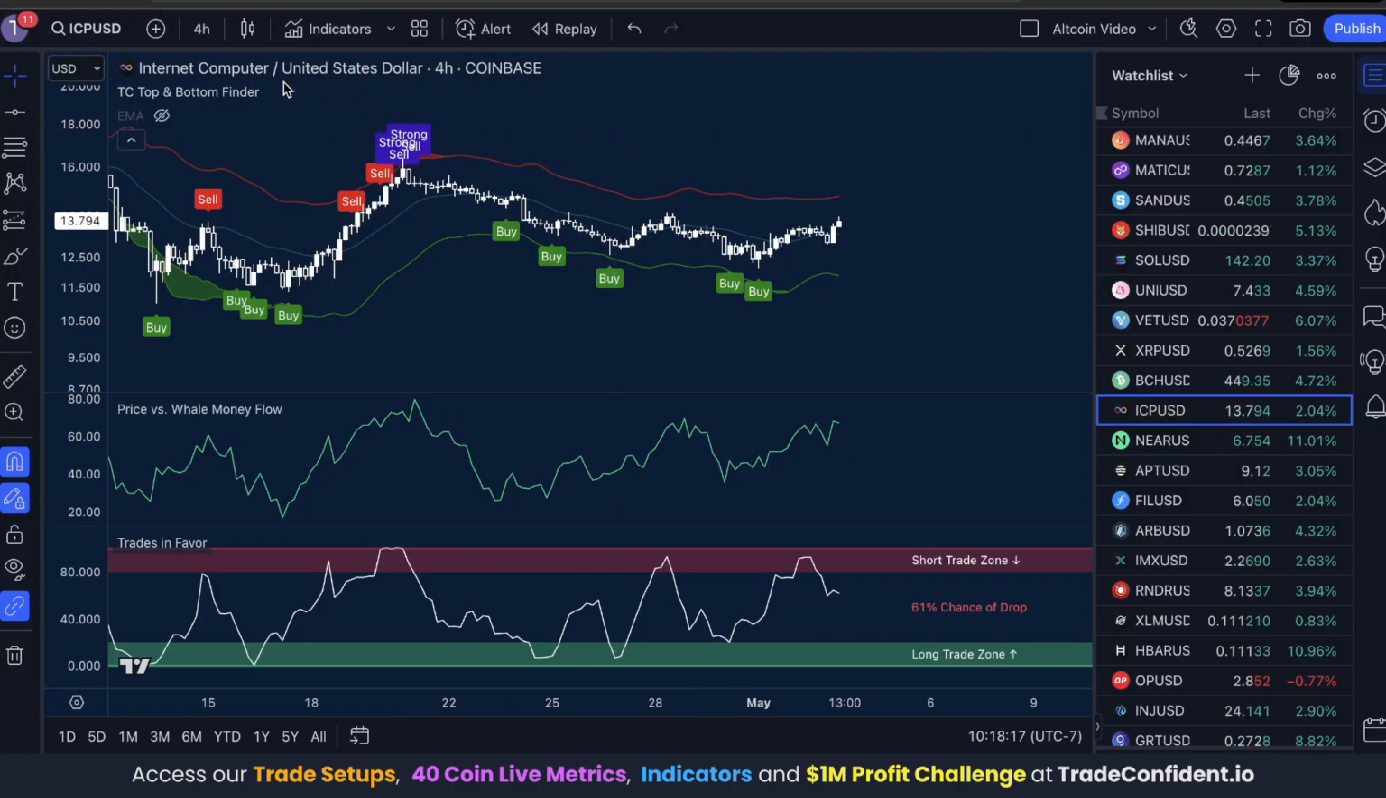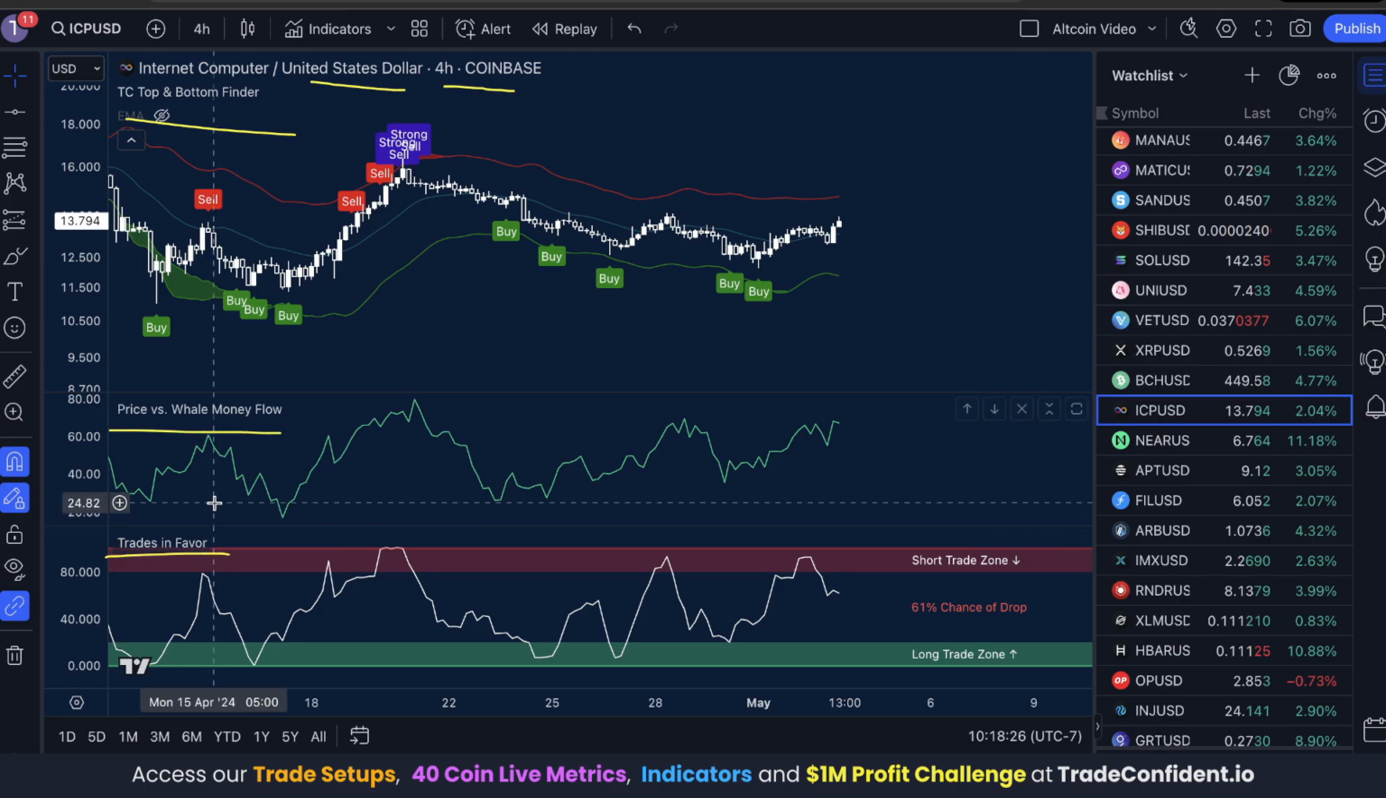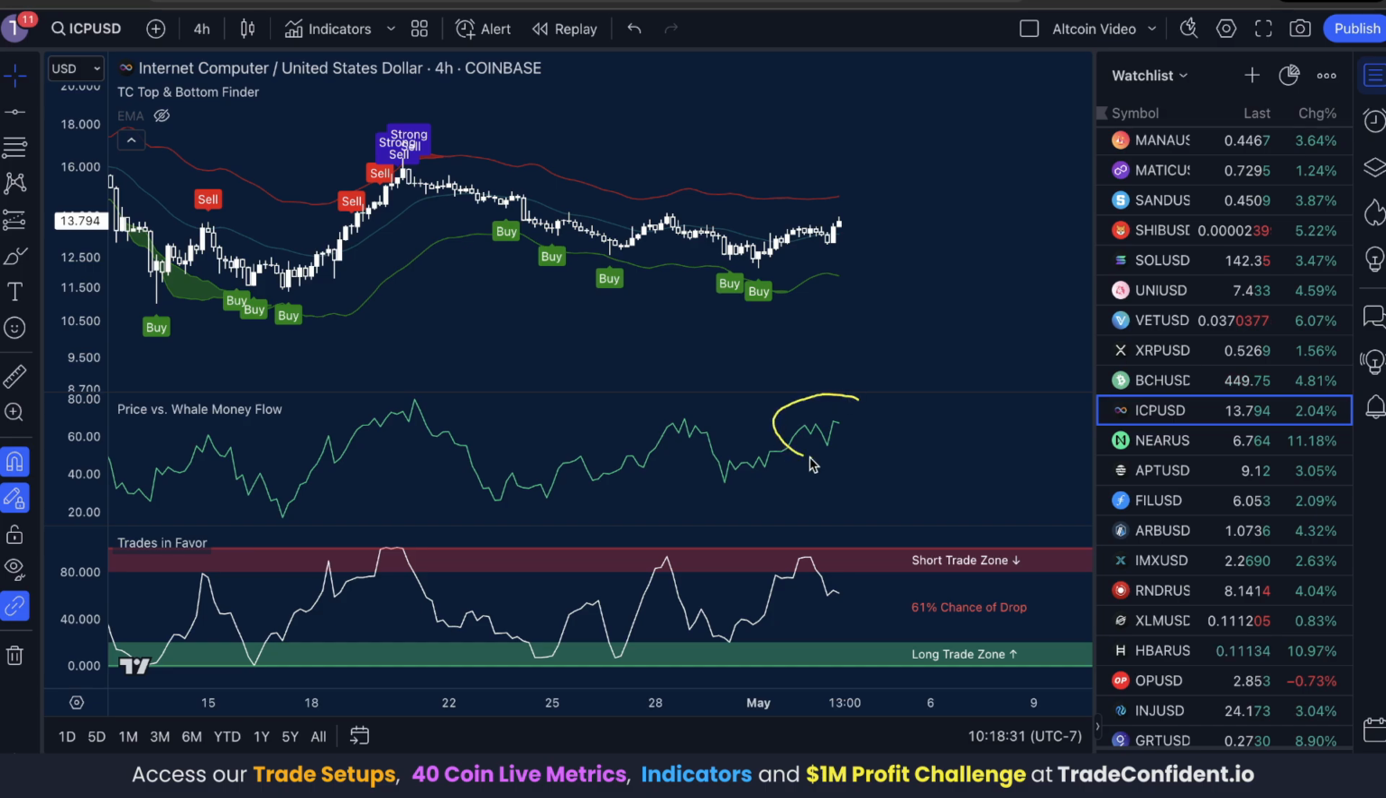Again, looking at Internet Computer, ICP here, trading against the US dollar on the 4-hour time frame, and we're trading with the TC top and bottom finder, price versus whale money flow, and trades in favor indicators. You can see here now that price versus whale money flow is high. This means that whales have overbought and are likely to begin moving money back out of the market. Trades in favor touched into the short trade zone, and while we have dropped a little bit, we still have a 61% chance of a drop.